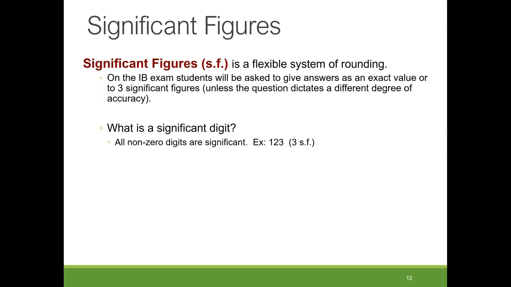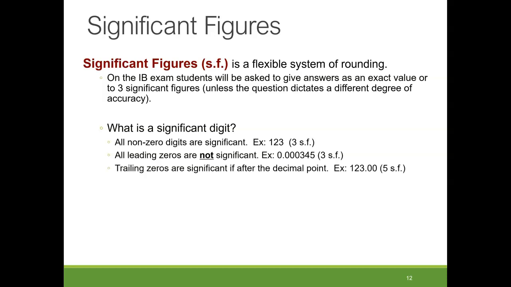So any non-zero number is always significant, right? 1, 2, 3, 5, all of those digits are always significant figures. The question is the zeros. A leading zero is never going to be significant. A trailing zero is only significant if there's a decimal point.